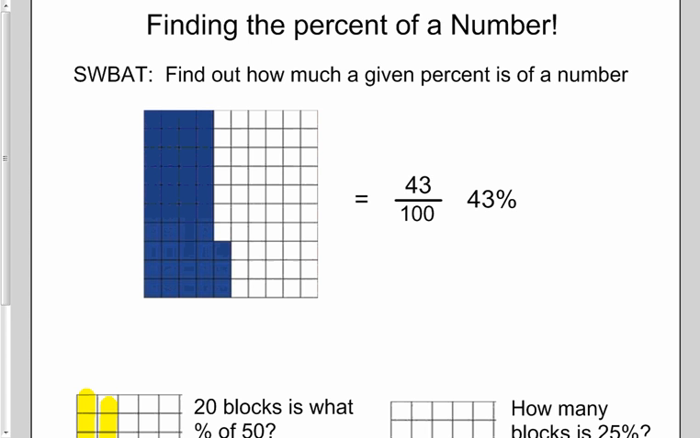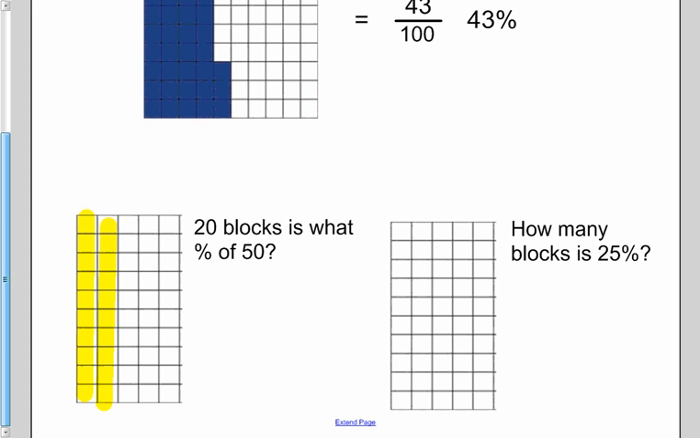So we're going to look at some other ways to look at percent now. Like I said, a number's not always going to be out of 100, but we can still find out what the percent would be. So here's one example. Down here we have 50 grid blocks instead of 100, and 20 of those blocks are shaded. So what percent of those blocks are shaded?